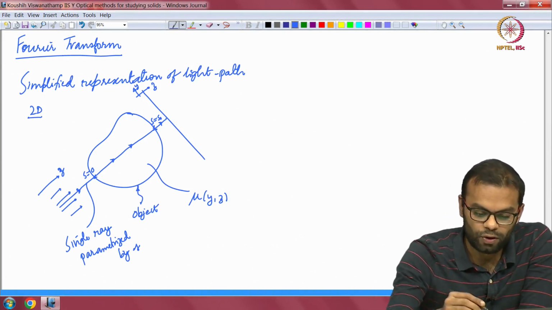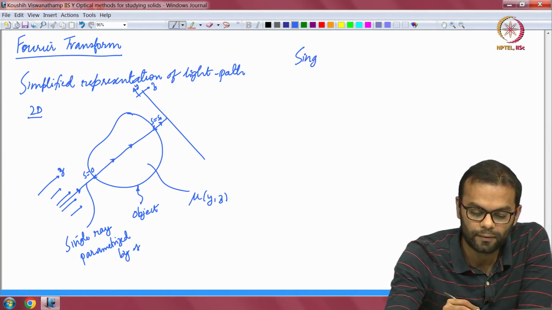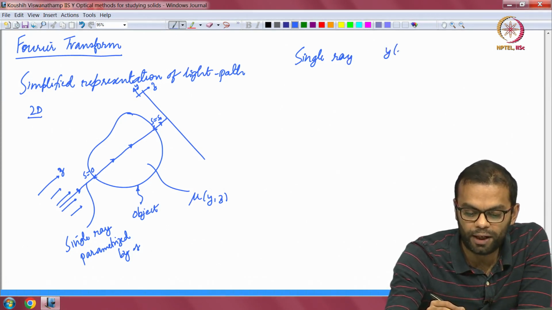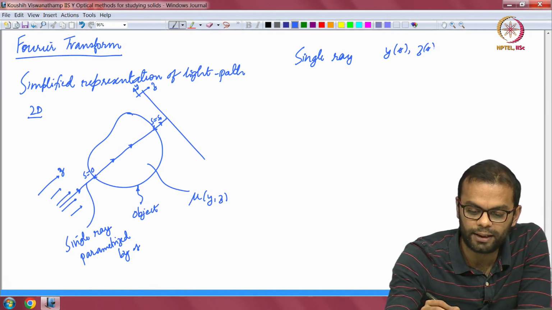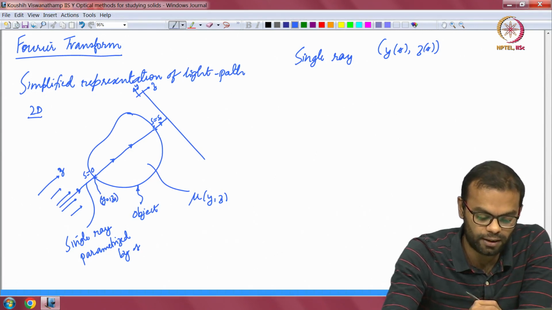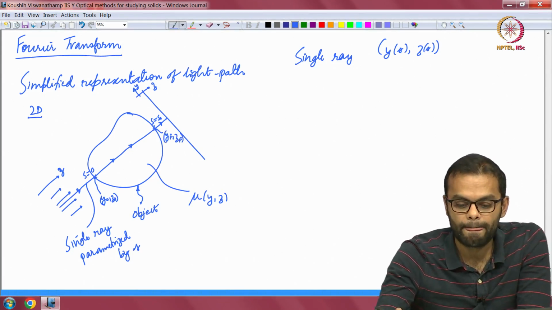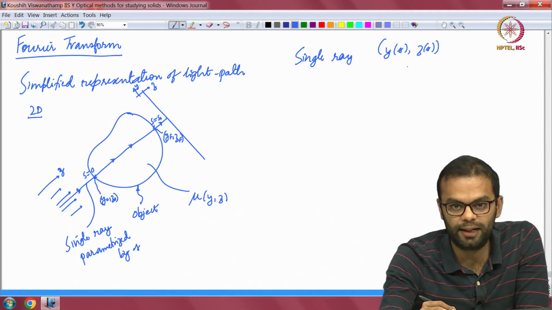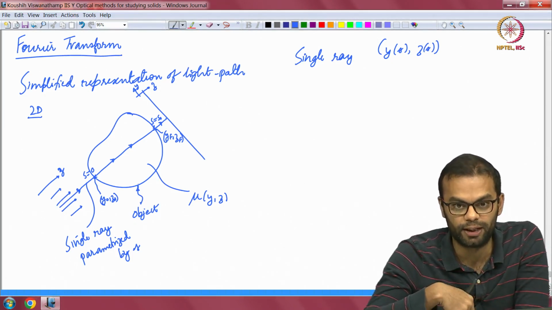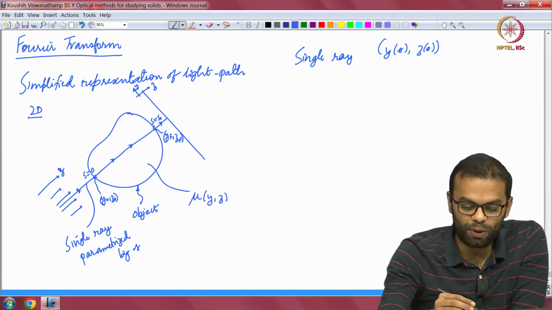Okay. So our single light ray, let us say, has coordinates Y of S, Z of S, and the coordinates at the point of entry are Y0, Z0, and the coordinates at the exit are YF, ZF. You can easily write the equation of this line if you knew these 2 points, you can get any point on the line. But what happens to the intensity?